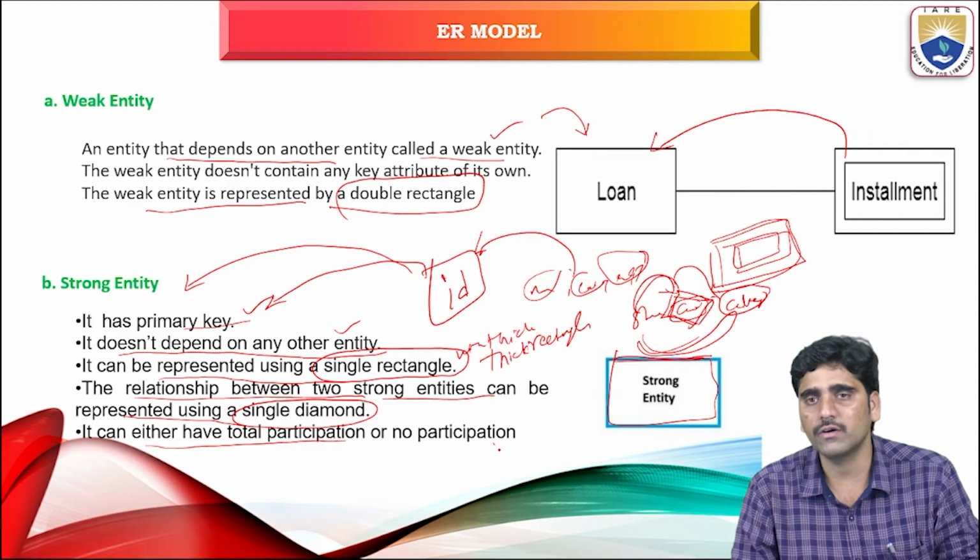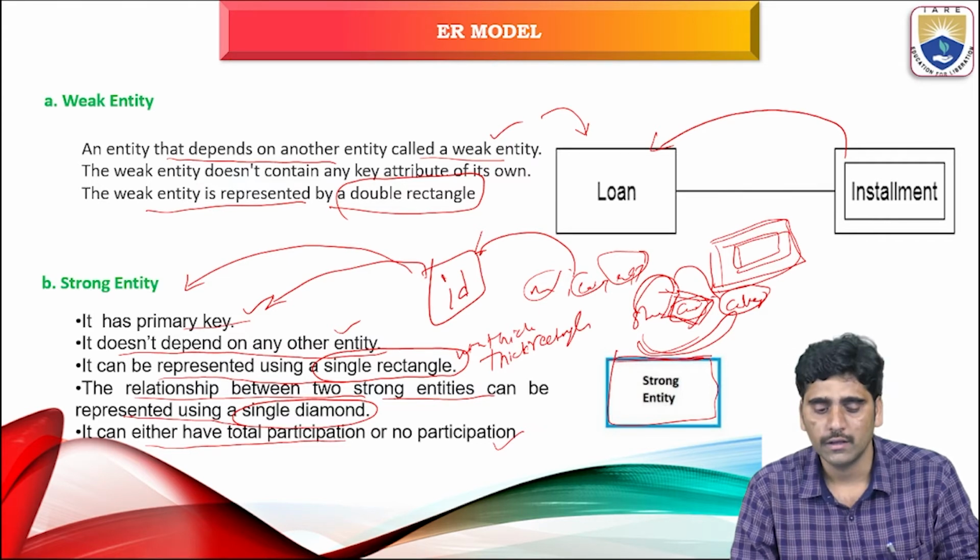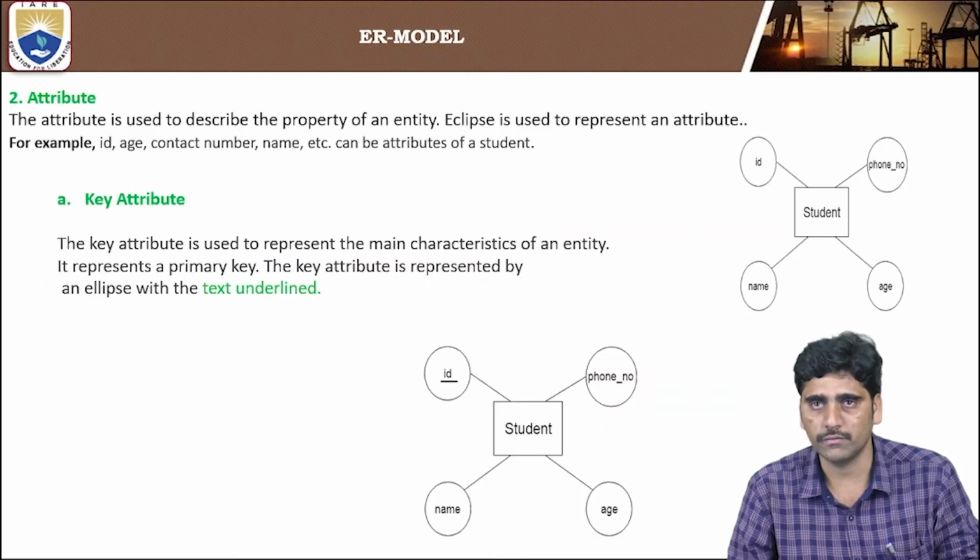So this is the way we have to understand the entity types. One is the weak entity and the second one is the strong entity. The weak entity is depending on another entity, but the strong entity is not depending on any other entity. The weak entity is represented with a double rectangle, and the strong entity is represented with a thick rectangle. This is about entities and the types of entities.